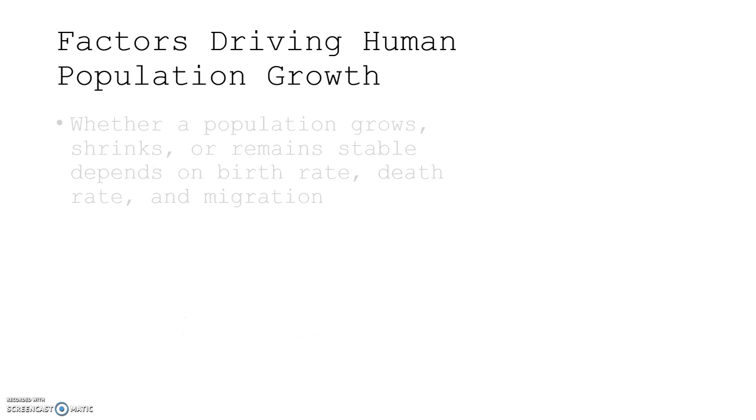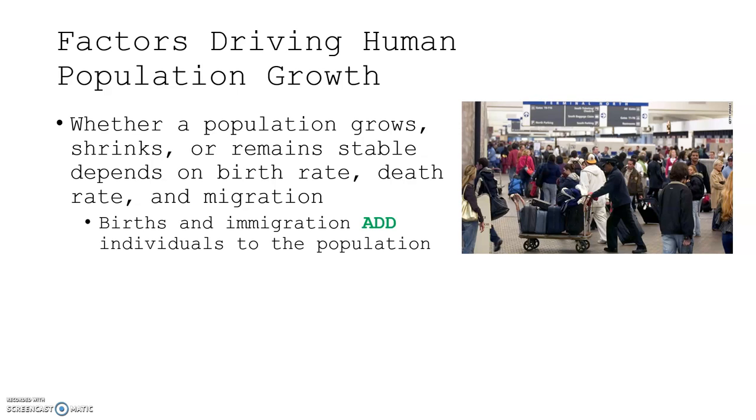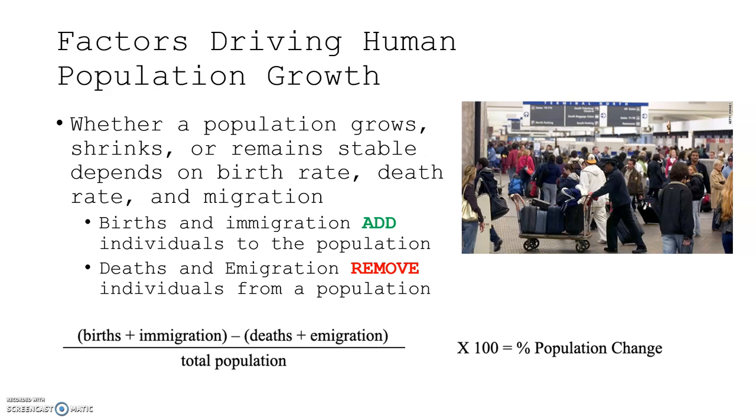Factors driving human population growth. Whether population grows, shrinks, or remains stable depends on birth rate, death rate, and migration. Births and immigration add individuals to the population. They're coming in. Deaths and emigration remove individuals from a population.